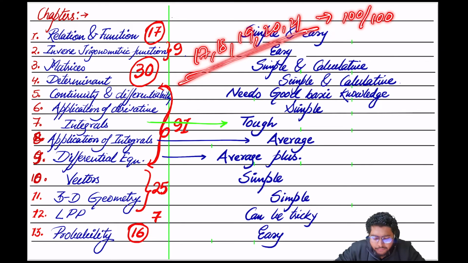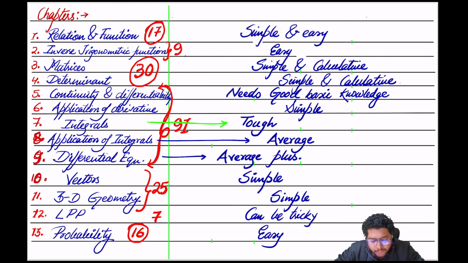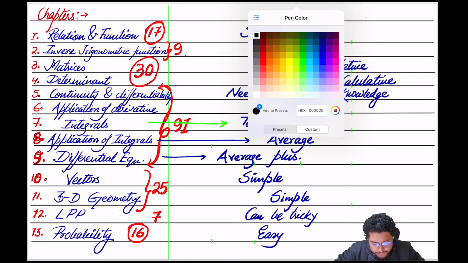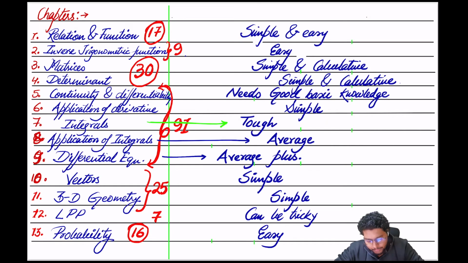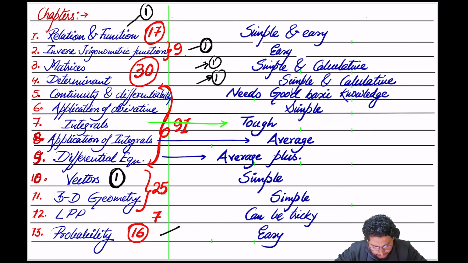So what are the chapters that we will be targeting? First is one part. This part is very simple. We'll be targeting vectors. We'll be targeting relation functions. We'll be targeting ITF. We'll be targeting math and det. We'll be targeting probability. We'll be targeting LPP. We'll be targeting 3D. Once we've done targeting, then we'll target the calculus.